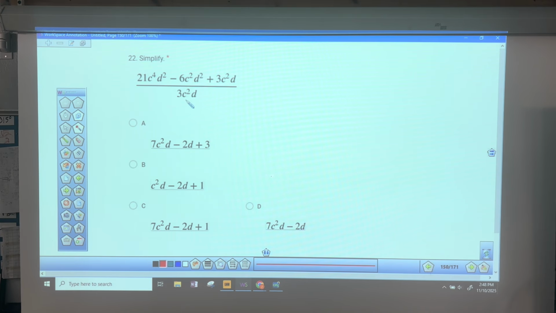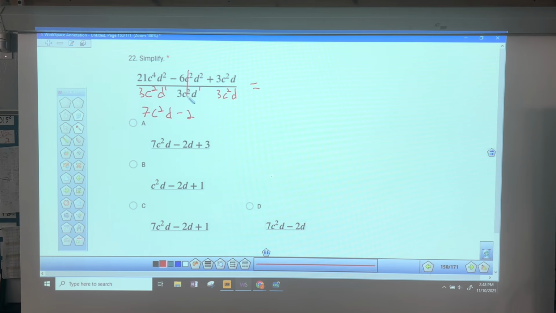Simplify, so I'm dividing by 3c squared d. I'm going to divide each term by 3c squared d, and that's d to the first. So 21 divided by 3 is 7. C to the fourth divided by c squared is c squared. D to the second divided by d to the first is d to the first. Negative 6 divided by positive 3 is negative 2.